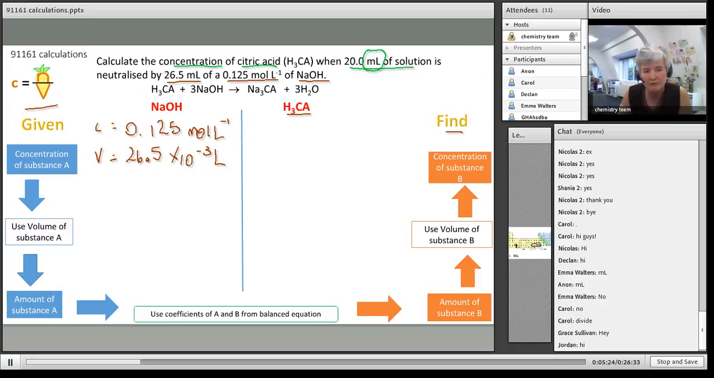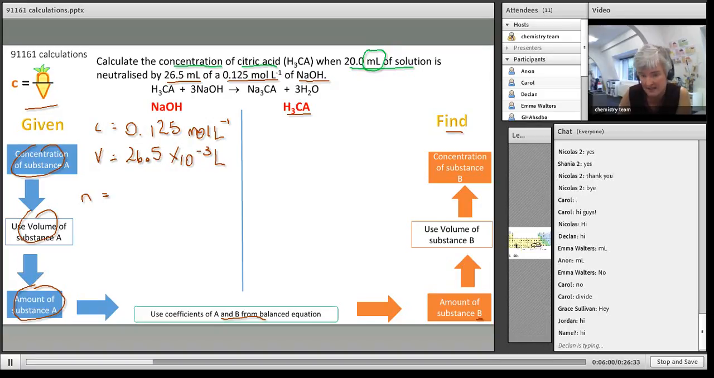So I am looking for N, because remember, if I've got the concentration and I've got the volume, you always aim for amount. You have to have the amount because you have to have the amount to swap from one substance to the other. I can't compare masses directly. I can only compare amounts directly. So to work out my number of moles of sodium hydroxide, do I multiply? Is it N is equal to C times V? Or is it C divided by V? Or V divided by C?